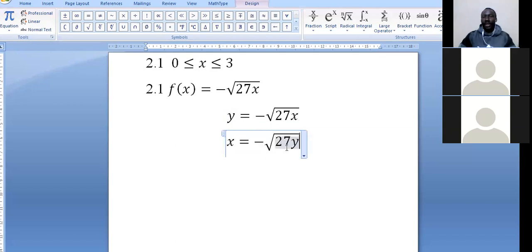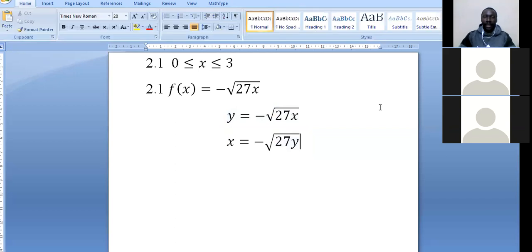You see? So basically what we did was to interchange x and y, meaning where there is y, we write x, and where there is x, we write y. Well, that's the next step. Then the step which comes after that is to solve for y. How do you solve for y in this case? Well, let's first write the whole thing.